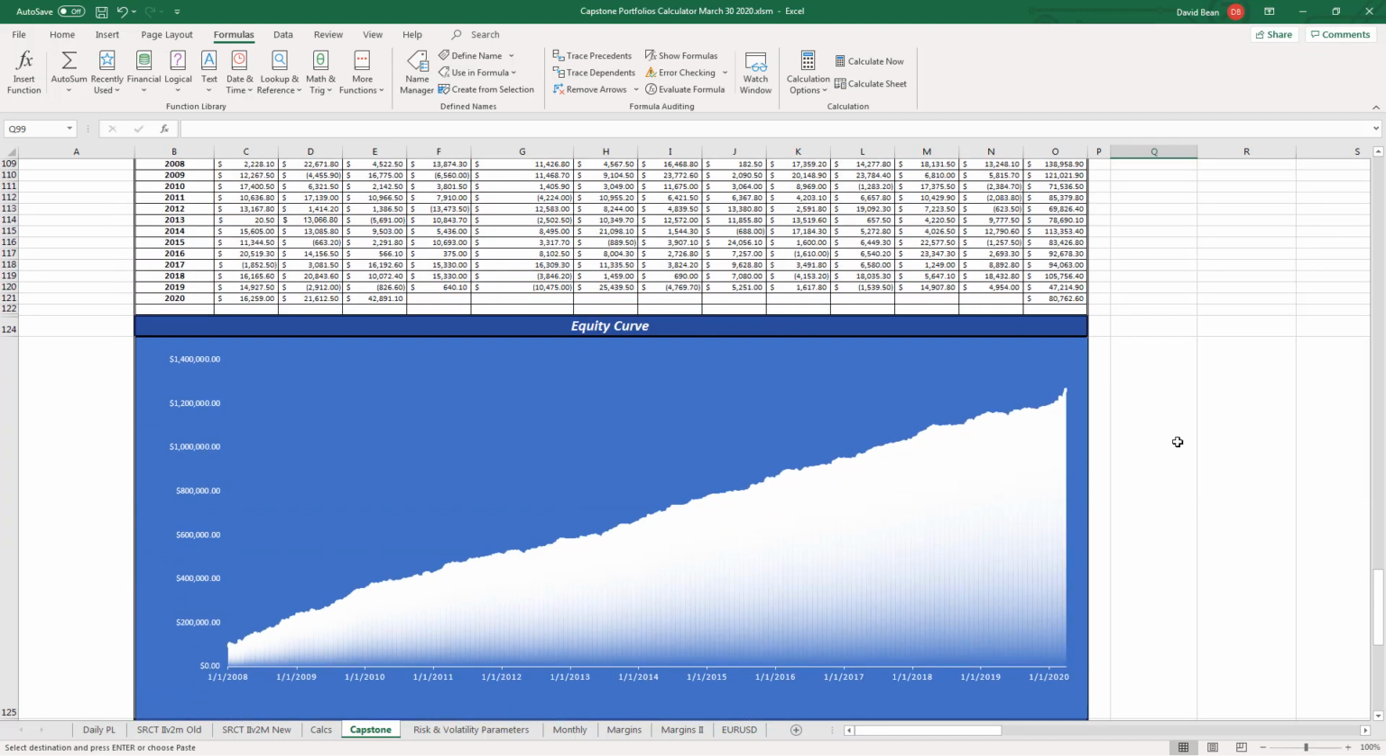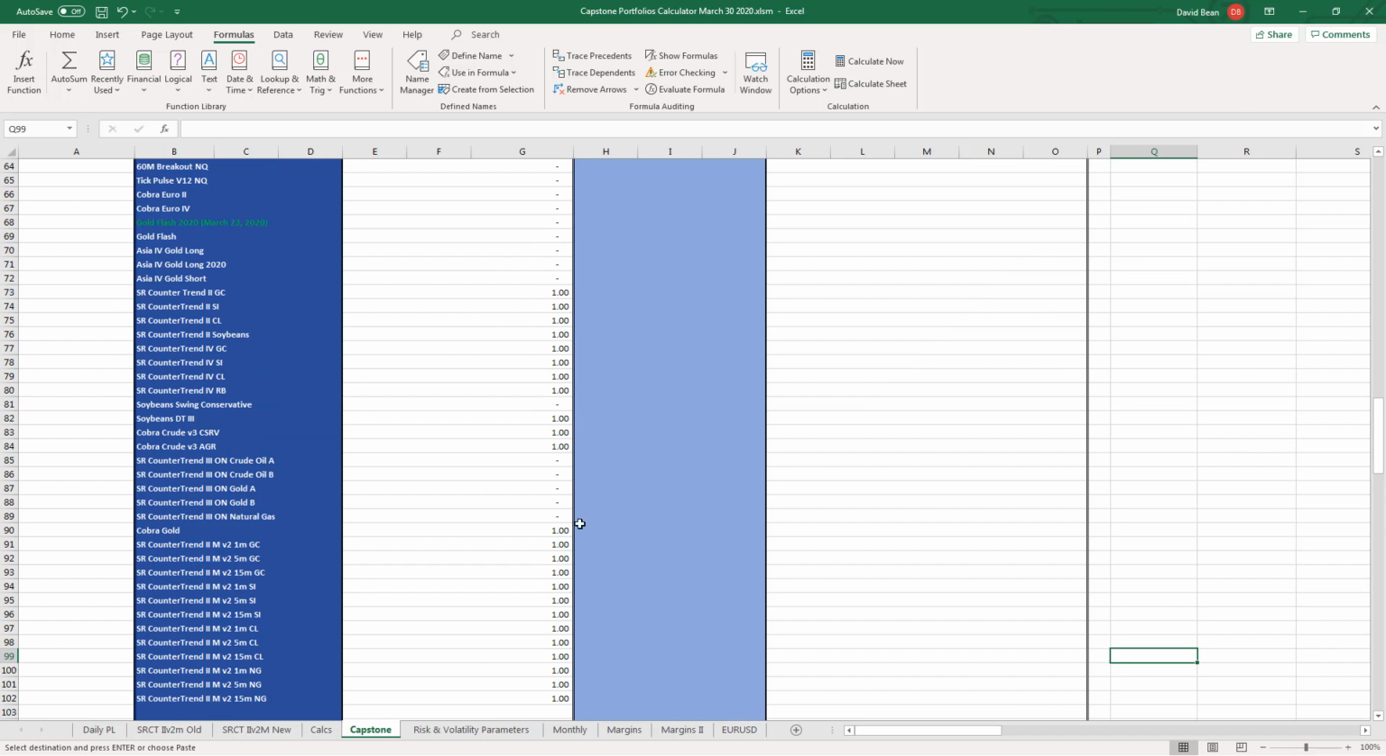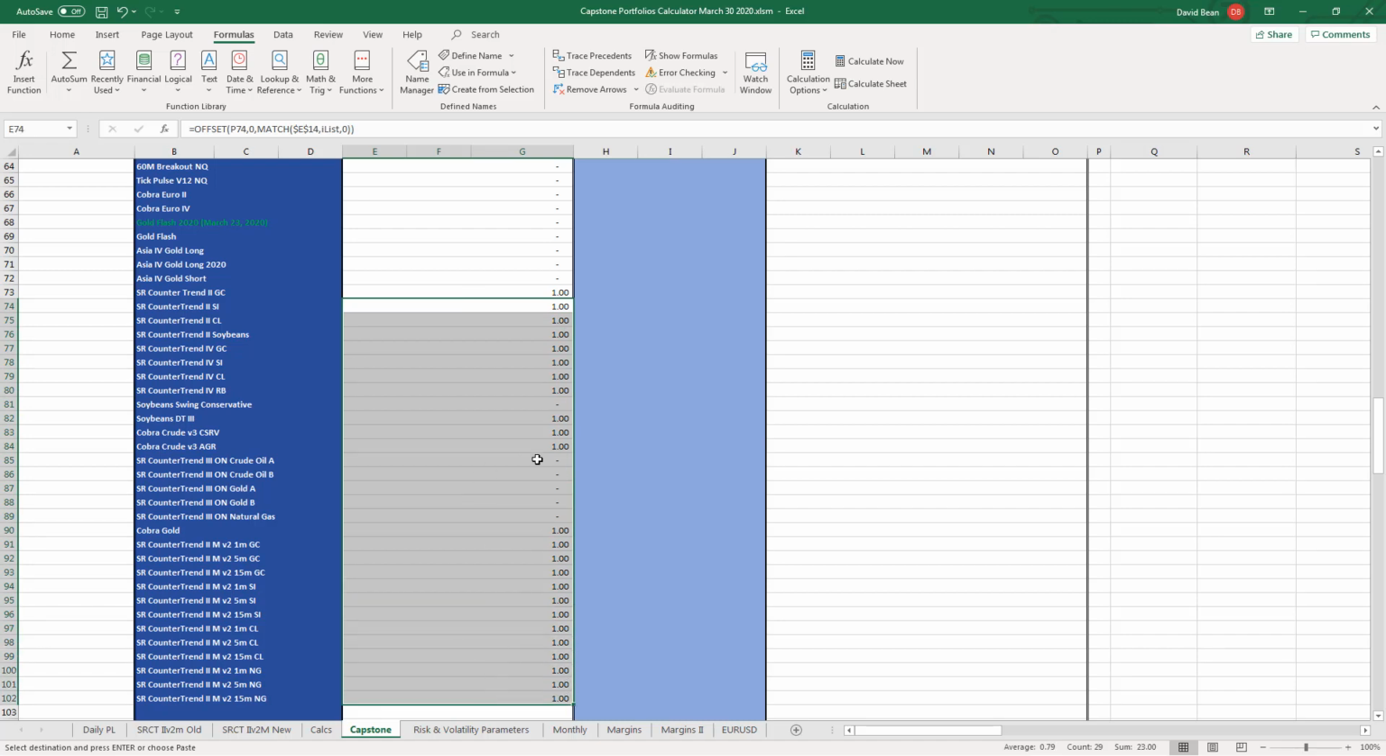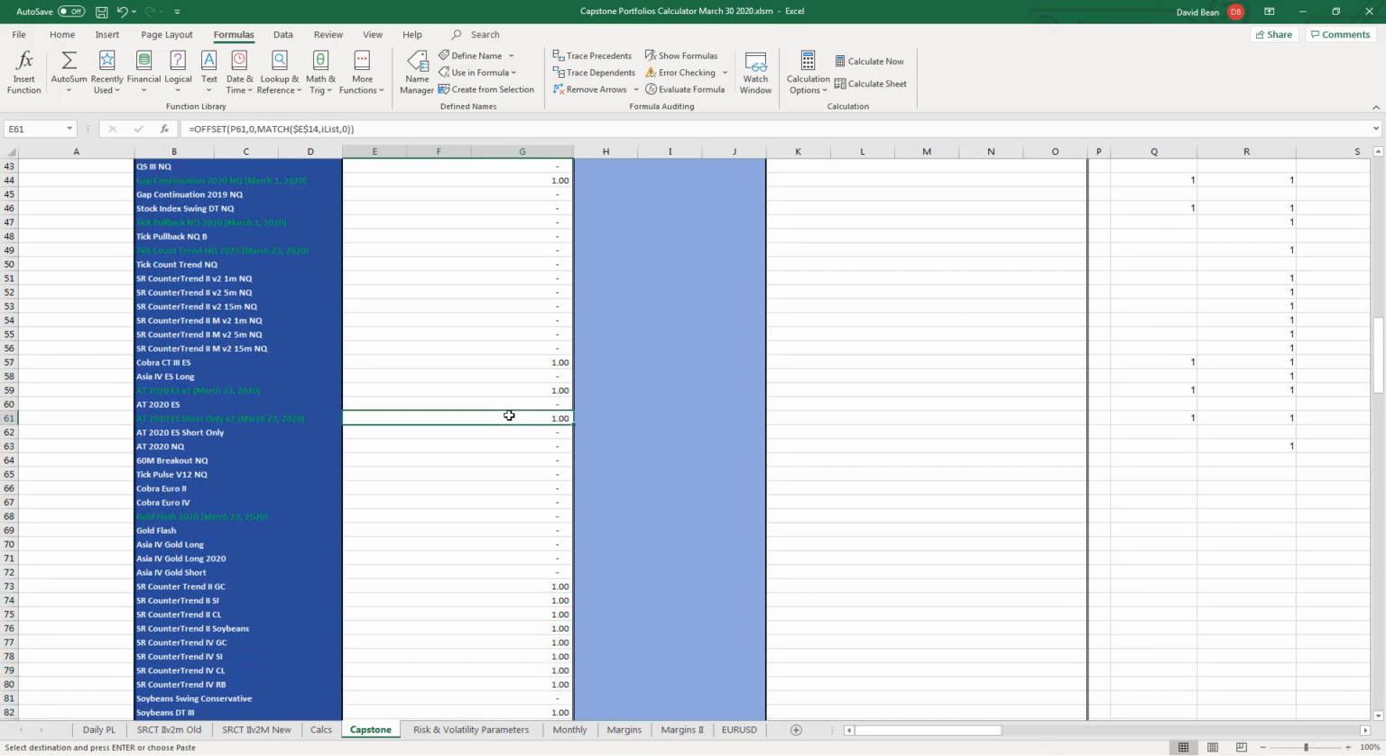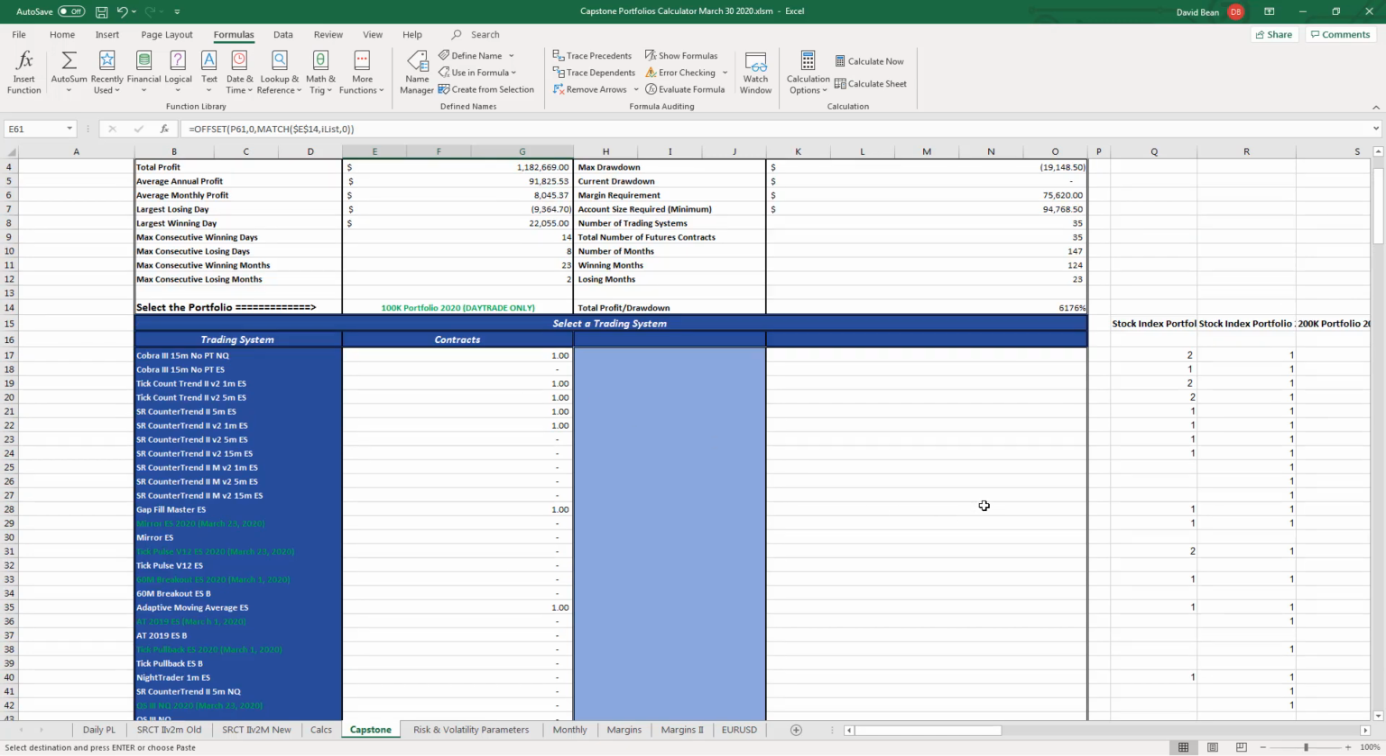It was just a day trade version, and it includes the SR counter trends. The SR counter trend portfolio has been one of the hot portfolios to trade, and this one also includes some of the day trade strategies from the stock indexes that aren't SR counter trend, such as the Cobra 3s. So this is one to take a look at, and it's 94K in NinjaTrader. It'll be higher in TradeStation.